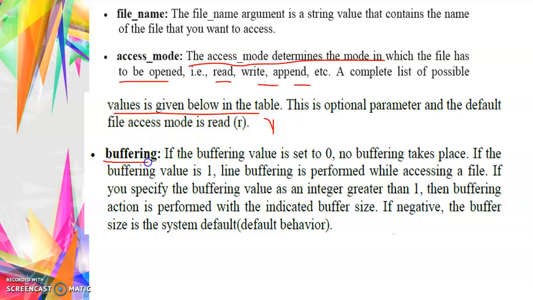Next parameter. There are three parameters in the open function: file name, access mode, and buffering. For the final parameter, if the buffering value is set to 0, no buffering takes place. If the buffering value is 1, line buffering is performed while accessing a file. If you specify the buffering value as an integer greater than 1, then buffering is performed with the indicated buffer size. If negative, the buffer size is the system default behavior.